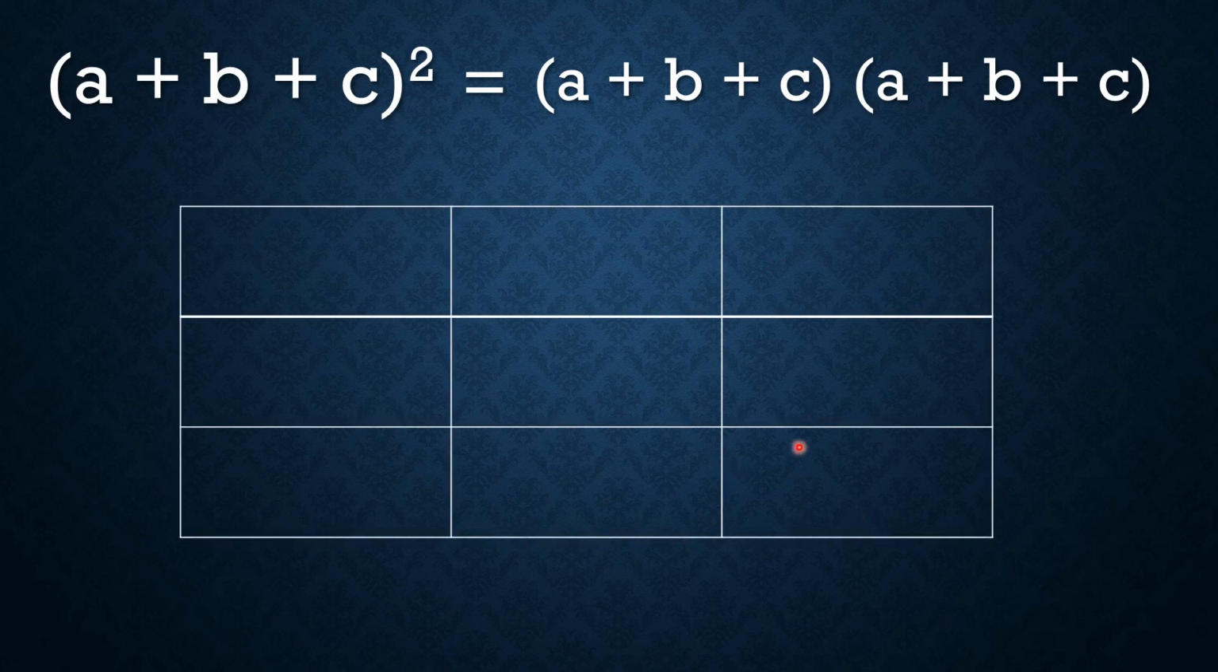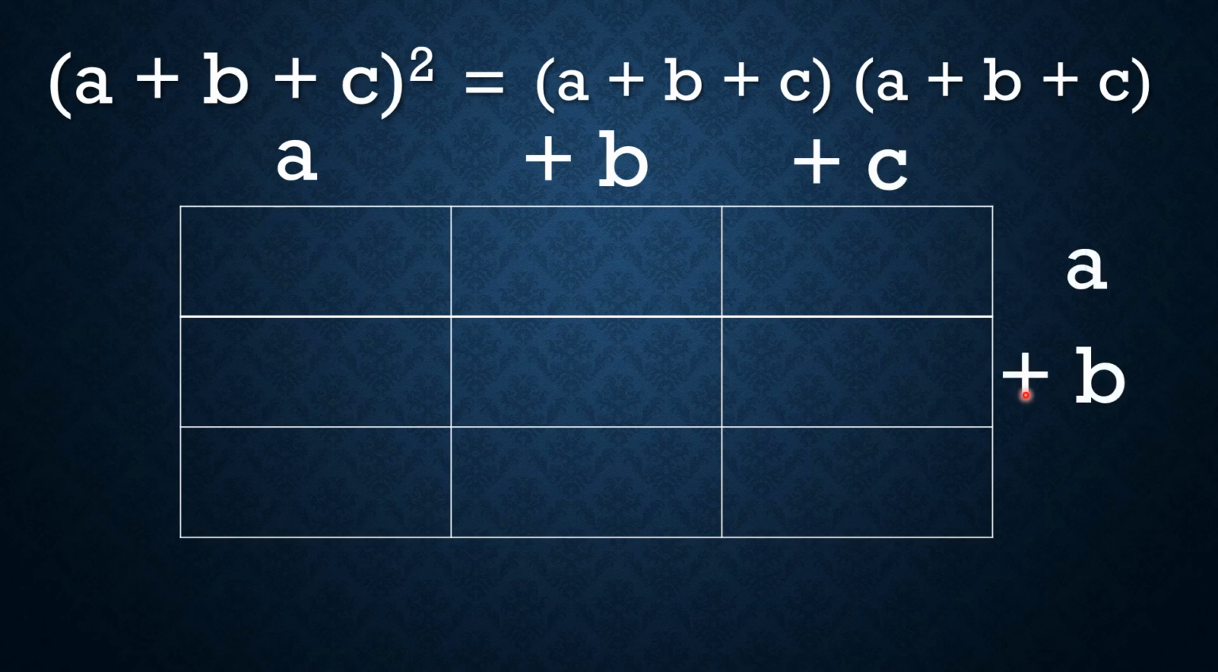Okay, so this is a 3 by 3 square table. So sulat natin dito yung first factor natin na a plus b plus c. So we have a plus b plus c. Dito naman, yung pangalawa, we have a plus b plus c. Now, let's complete the table by multiplying each term. Okay? So, dito, mumultiply natin si a, tsaka si a.